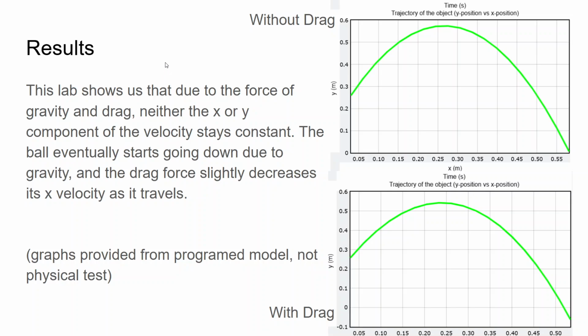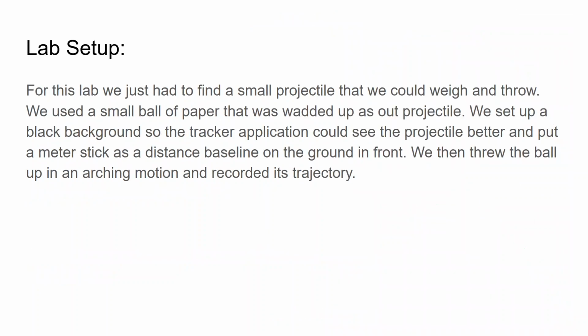This lab shows us that due to the force of gravity and drag, neither the x or y component of the velocity stays constant. The ball eventually starts going down due to gravity, and the drag force slightly decreases its x velocity as it travels. These are the programmed model, not the physical test.